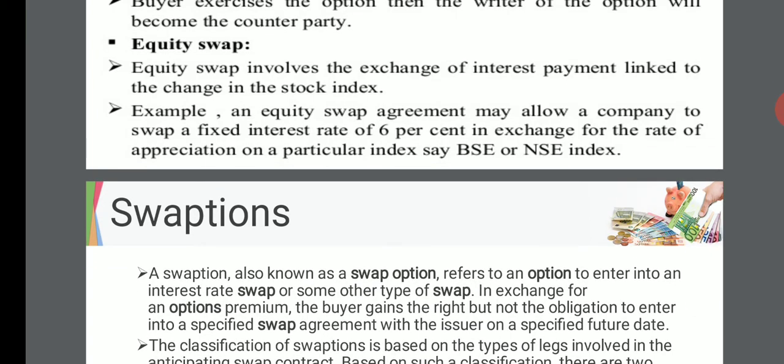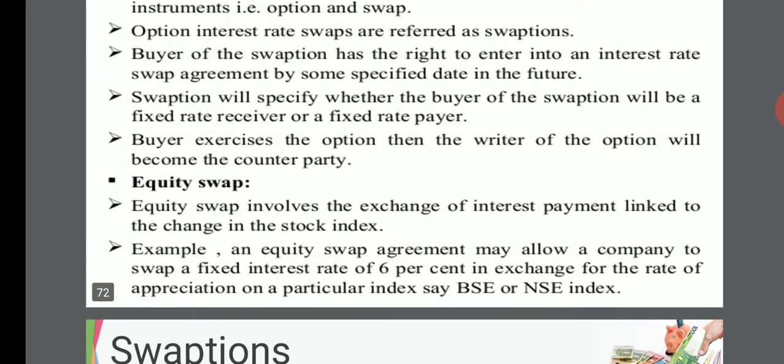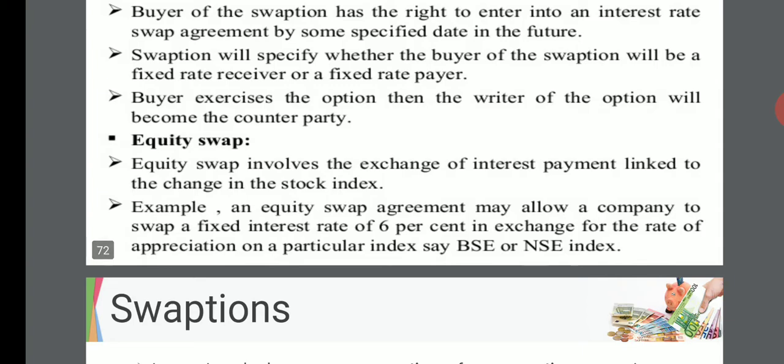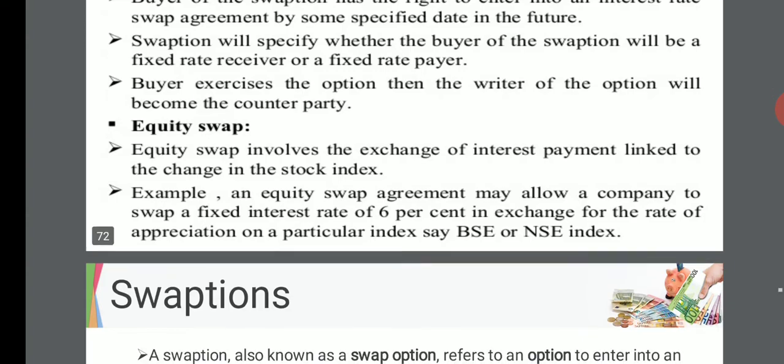Equity swap. Equity swap involves the exchange of interest payment linked to the change in the stock index. Example, an equity swap agreement may allow a company to swap a fixed interest rate of 6% in exchange for the rate of appreciation on a particular index, say BSE or NSE.